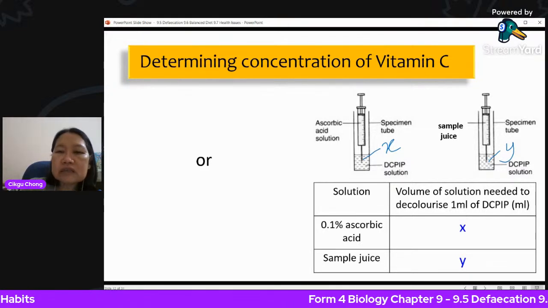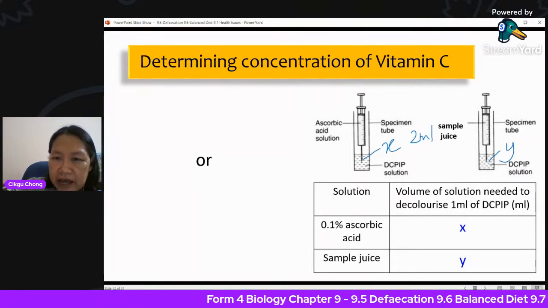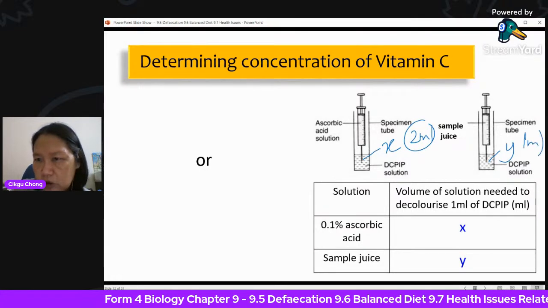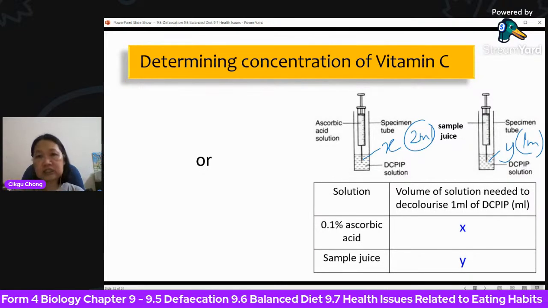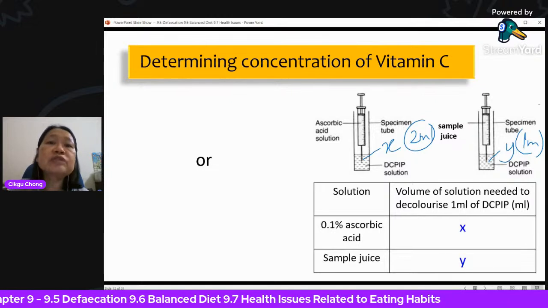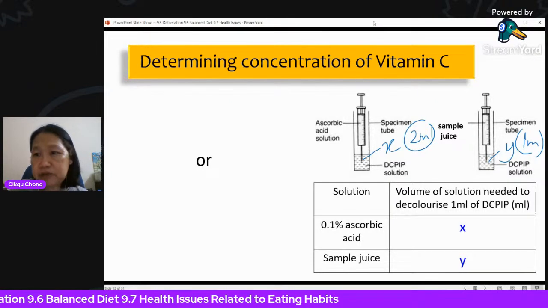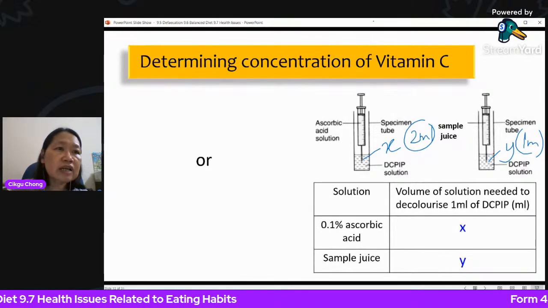Just now, 2 ml was your X, and then this one, 1 ml, was your Y. So all you need to know is how much has gone inside, how much you need to decolorize your DCPIP. All right, okay, so now let's look at the formula.